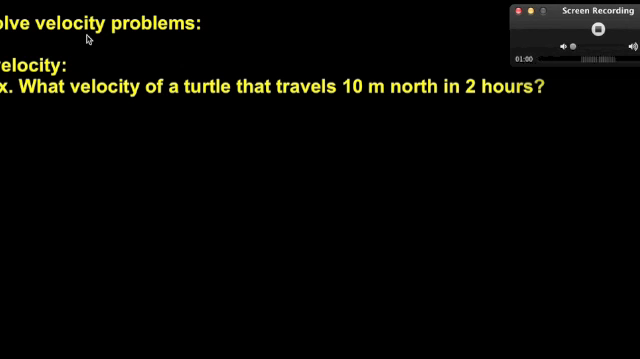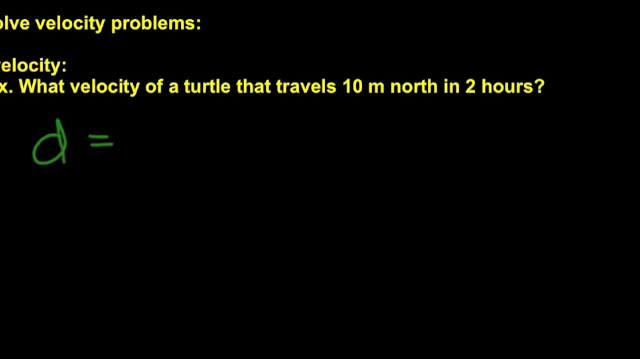Let's solve a velocity problem. What's the velocity of a turtle that travels 10 meters north in 2 hours? So write down what we know. Distance equals 10 meters and time equals 2 hours.